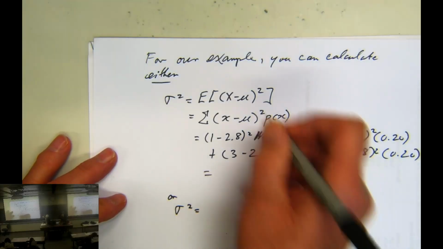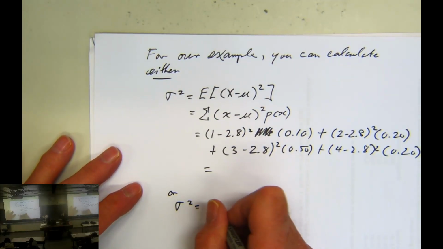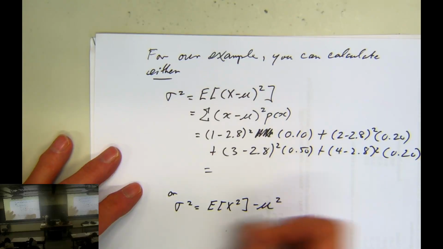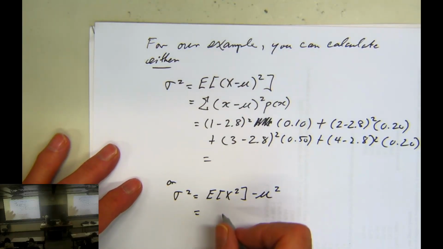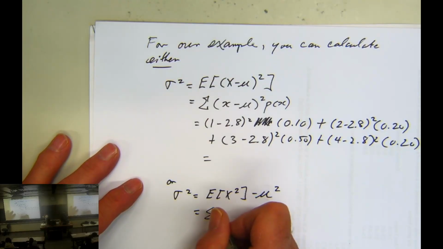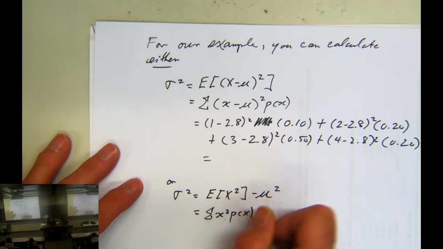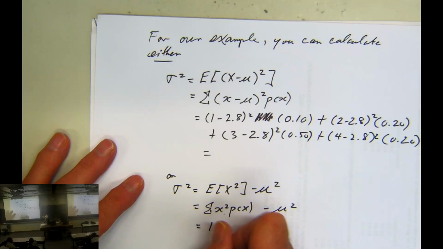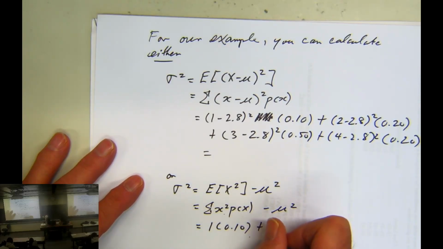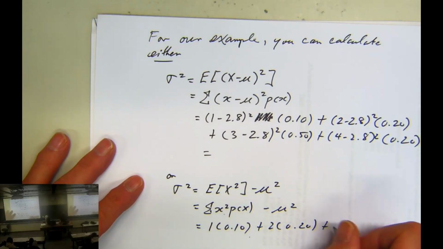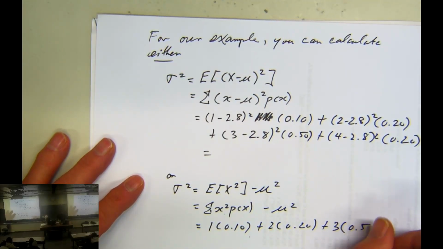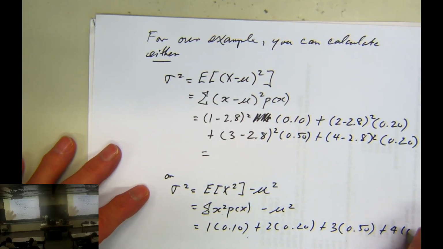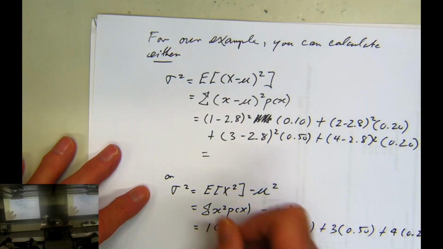Or sigma squared equals the expected value of x squared minus mu squared. To get the expected value of x squared, you take the summation of x squared times p of x, then subtract mu squared. So this part here, you're just going to do 1 times 0.10 plus 2 times 0.20 plus 3 times 0.50 plus 4 times 0.20. Work that out.